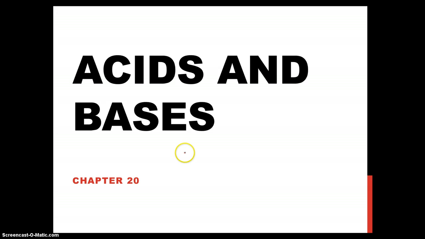This is chapter 20, which is going to cover acids and bases, and we're going to start at the very beginning: what makes something an acid, what makes something a base, go through some different theories, and then we'll get into pH and all of the other things that go with it.